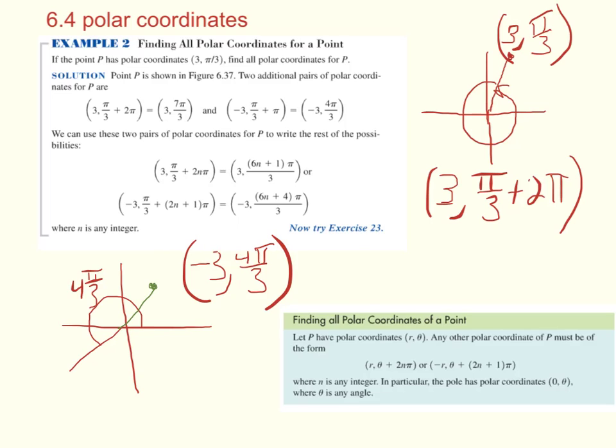Okay, so here I've added the equations for finding all polar coordinates of a point. The point becomes r, the directed distance, of course, and theta plus 2n pi, or negative r, theta plus 2n plus 1 pi. Just as we talked about in the examples, but now you can see the generic abstract formulas so that you can write those down and put them in your notes for when you're doing homework. There you go.